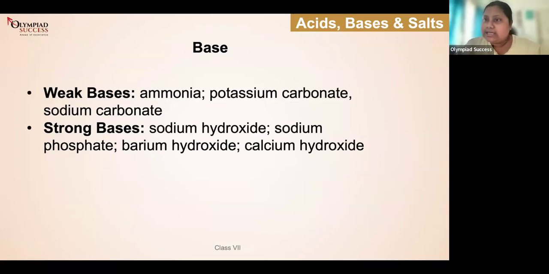Moving on to the classification, as with acids, bases are also classified as weak bases and strong bases. Certain examples are given of weak bases. Weak bases include potassium and ammonium carbonates as well as hydroxides. Clear? Strong bases have barium hydroxide, calcium hydroxide. Clear? You just have to go through the examples, and if you can avoid learning these examples, just learn your NCERT examples. Very, very important.